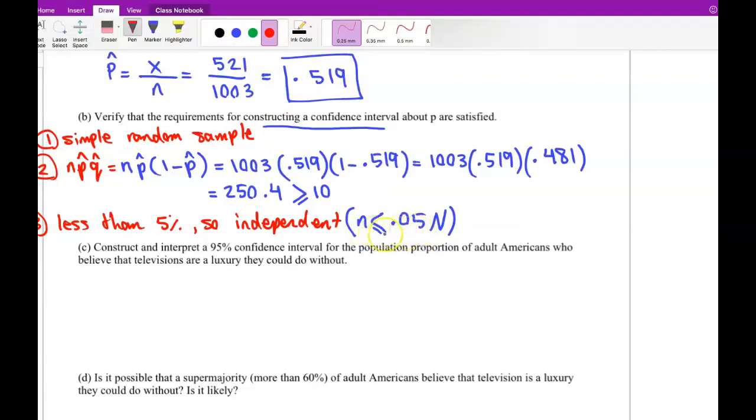For sure we have this part. Why? Because here we don't have any information about the population, but since we have adult Americans, we can say the population is a very large number. So in this case, the population size is unknown, but it's a large number.